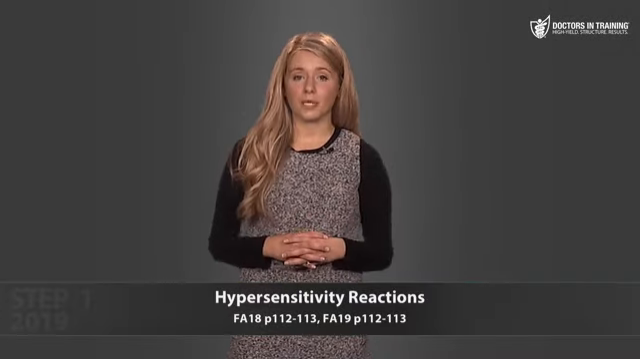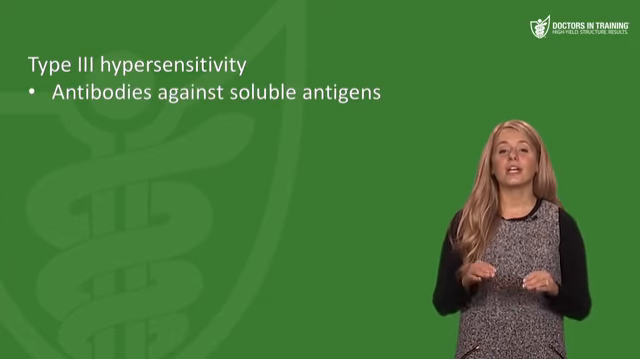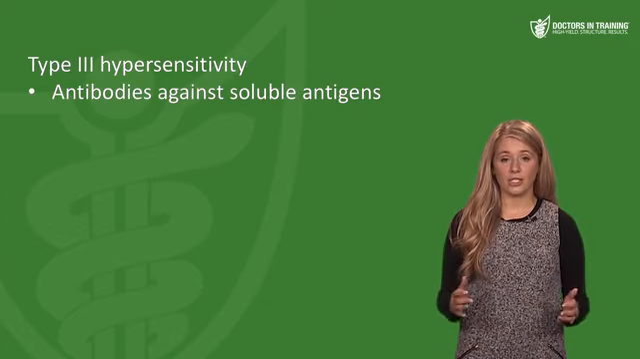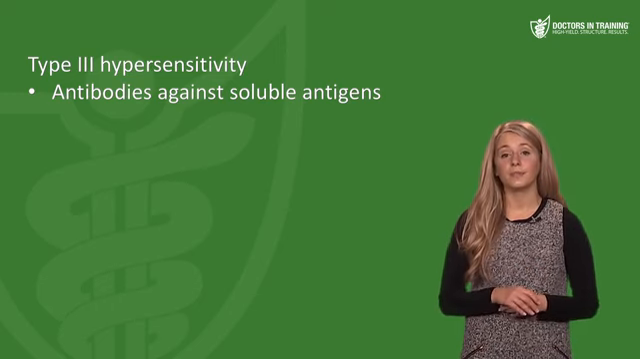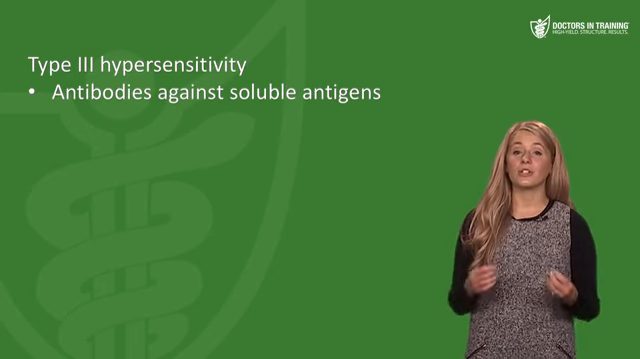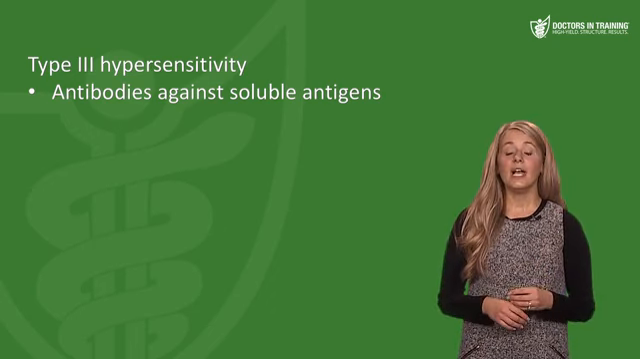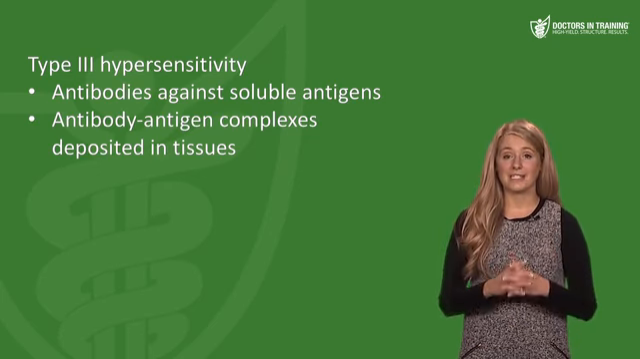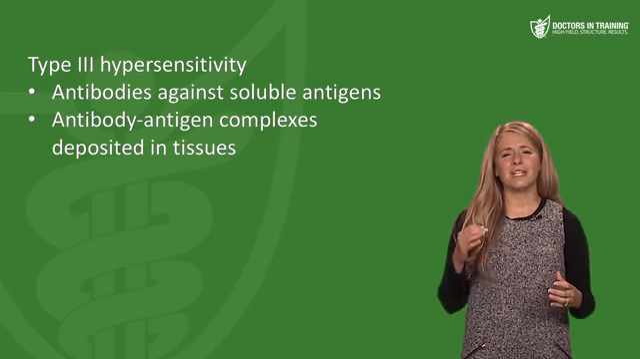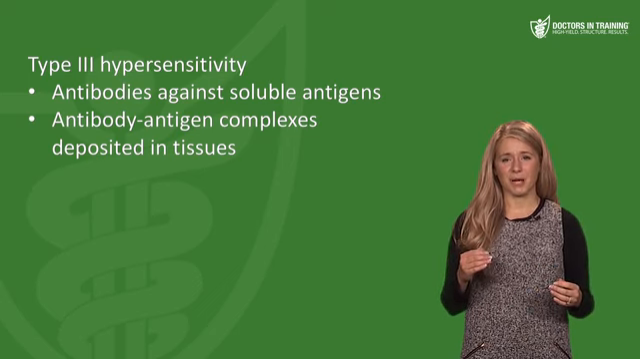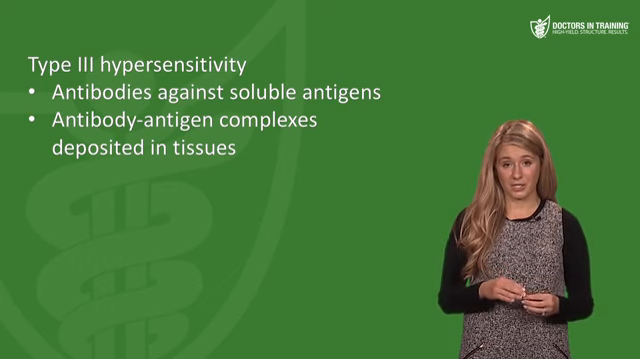Let's move on to type 3 hypersensitivity. Type 3 hypersensitivity is when there are antibodies against soluble antigens, not cellular antigens, like in type 2 hypersensitivity, but free-floating antigens that are then dissolved in the blood. These antibodies bind to the soluble antigens and form antibody-antigen complexes that then get deposited into the tissues. So this isn't really antibodies attacking cells that causes the problem. It's the antibody-antigen complex getting into the tissue that causes the problem.